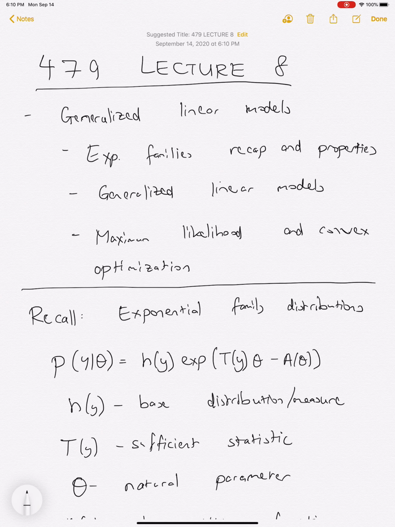So welcome to Stat 479 Lecture 8. So we're in the middle of discussing this next class of models, which is generalized linear models.